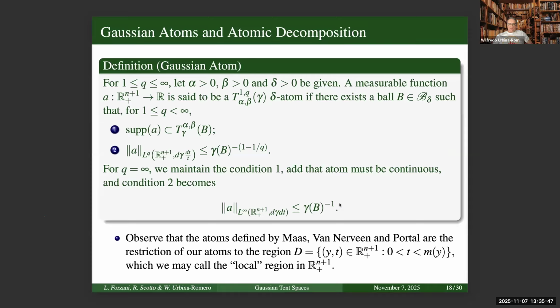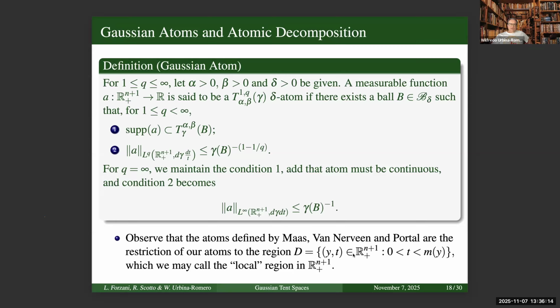So the atoms that Mas, Van Neerven, and Portal had coincide. I mean, the restriction of our atoms to the region D are exactly the ones that they define. So we got atoms in the whole hyperspace, not just in the local region.